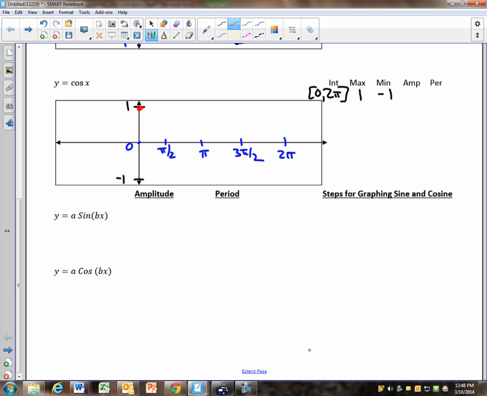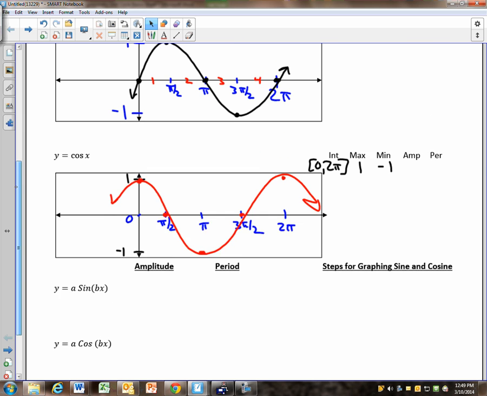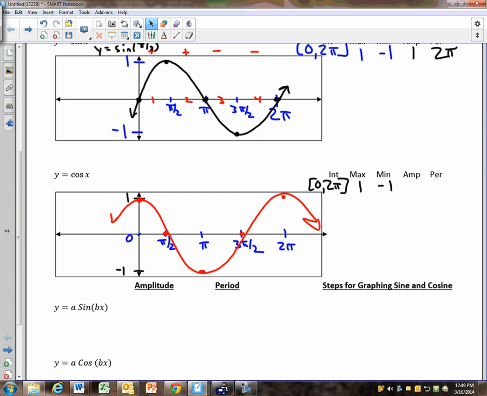So again, the cosine of 0 was 1. What's the x value at pi over 2? 0. What's the x value at pi? -1. The x value at 3 pi over 2. And the x value at 2 pi. Alright, let's see if I can do this. What shape do you get? It's another wave. Similar to the sine one, isn't it?